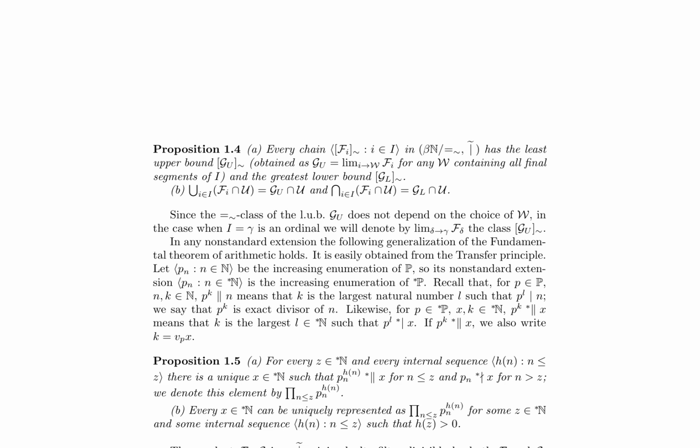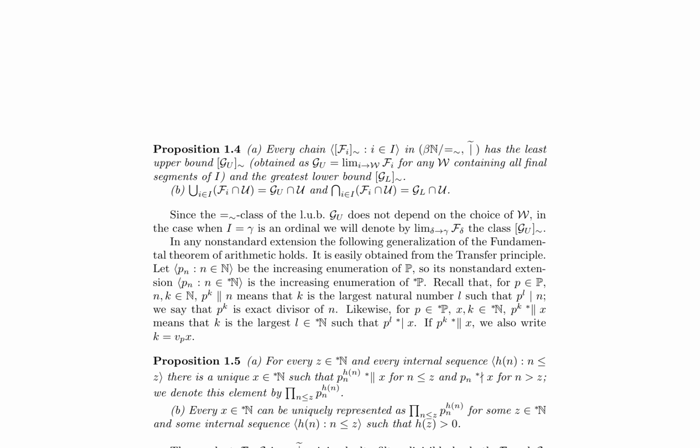Proposition 1.5 focuses on internal sequences of ultrafilters in nonstandard extensions. It shows that for every internal sequence, there exists a unique element in the nonstandard extension that satisfies certain divisibility properties. Conversely, every element in the nonstandard extension can be represented as a product of ultrafilters satisfying certain conditions.